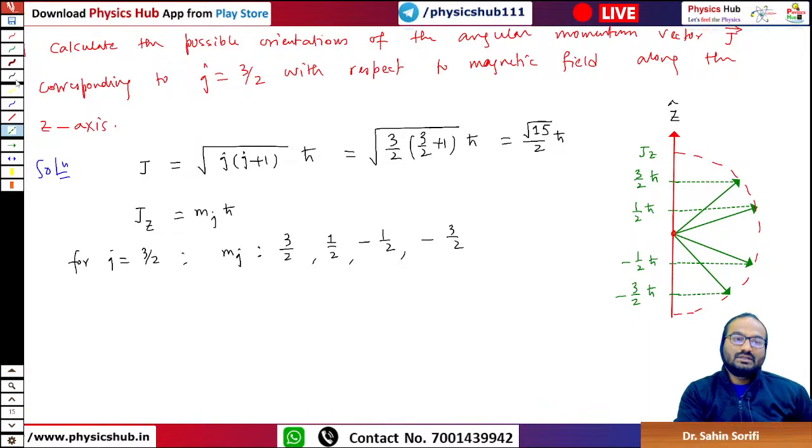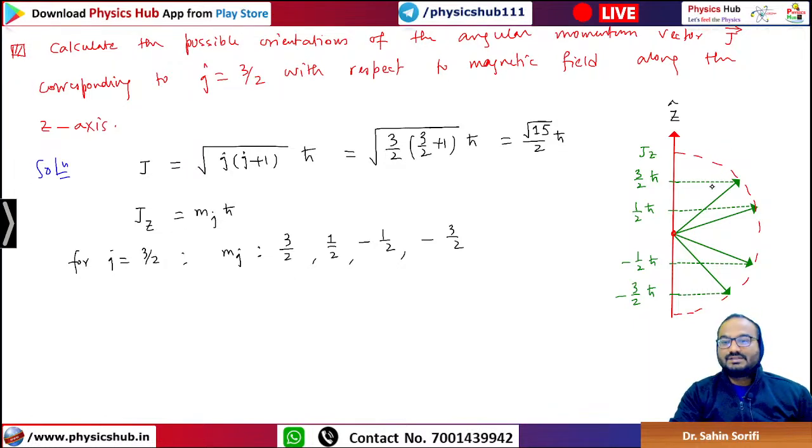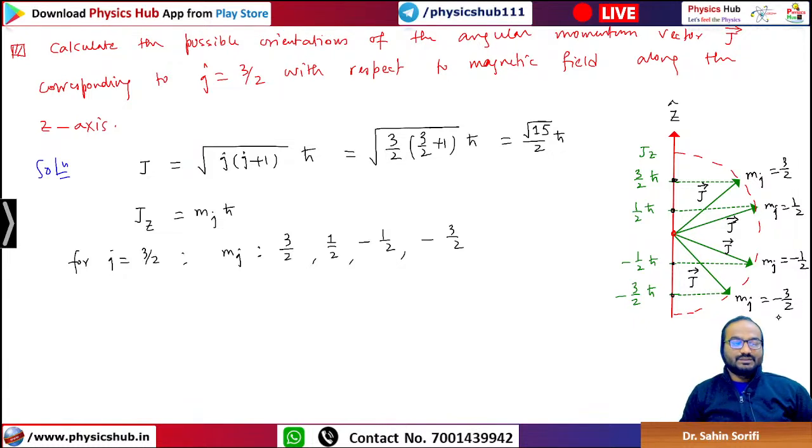So for all mj values, the J value is the same, that is root over 15 by 2 h cut. This magnitude is the same. What is changing? Jz is changing. The component of J along z direction is changing. Here it is showing 4 values: 3 by 2 h cut, half h cut, minus half h cut, and minus 3 by 2 h cut. This corresponds to mj equals plus 3 by 2, this to mj equals half, this to mj equals minus half, and this to mj equals minus 3 by 2.